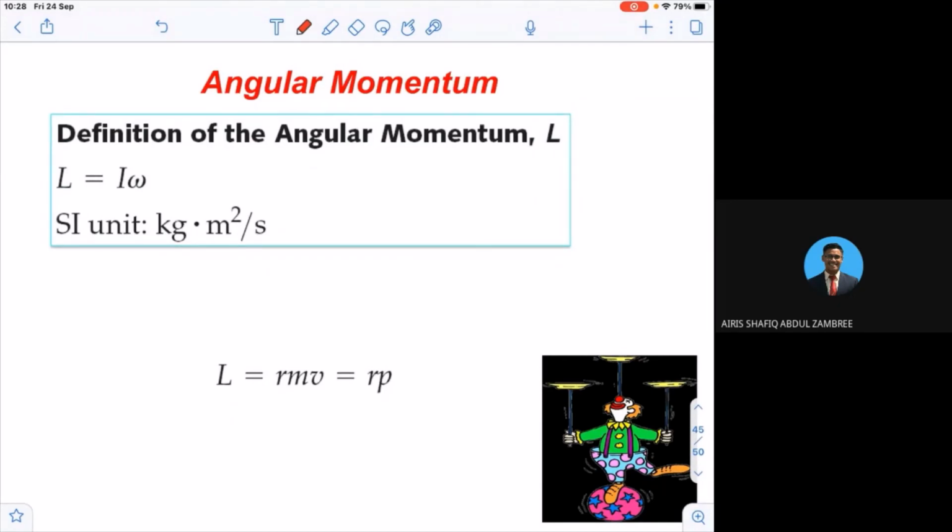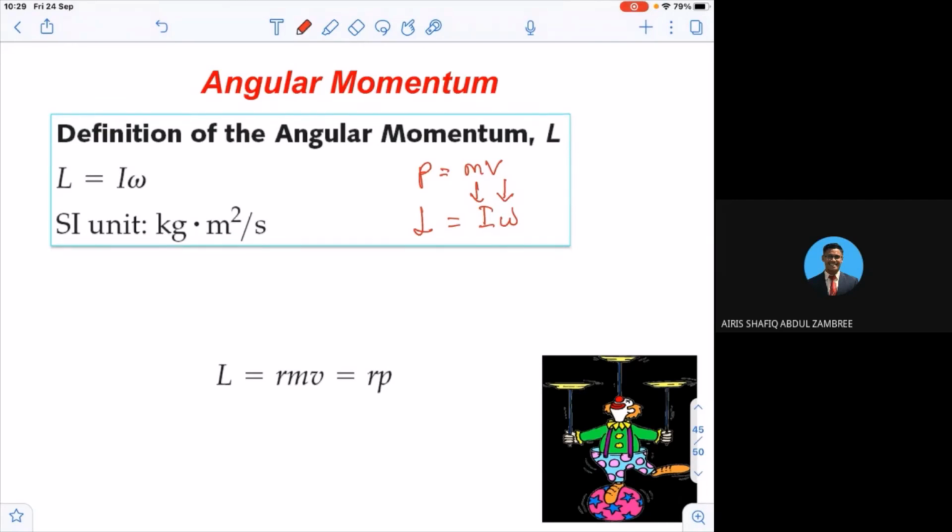Okay, remember linear momentum itself is P equals mv. That means mass times velocity. So right now, the angular momentum is L equivalent to I omega, comparable to m v, because v can be comparable to omega. So L equals I omega. And the unit for angular momentum is kg m squared over s. Okay, and because of that, L is equivalent to I omega.